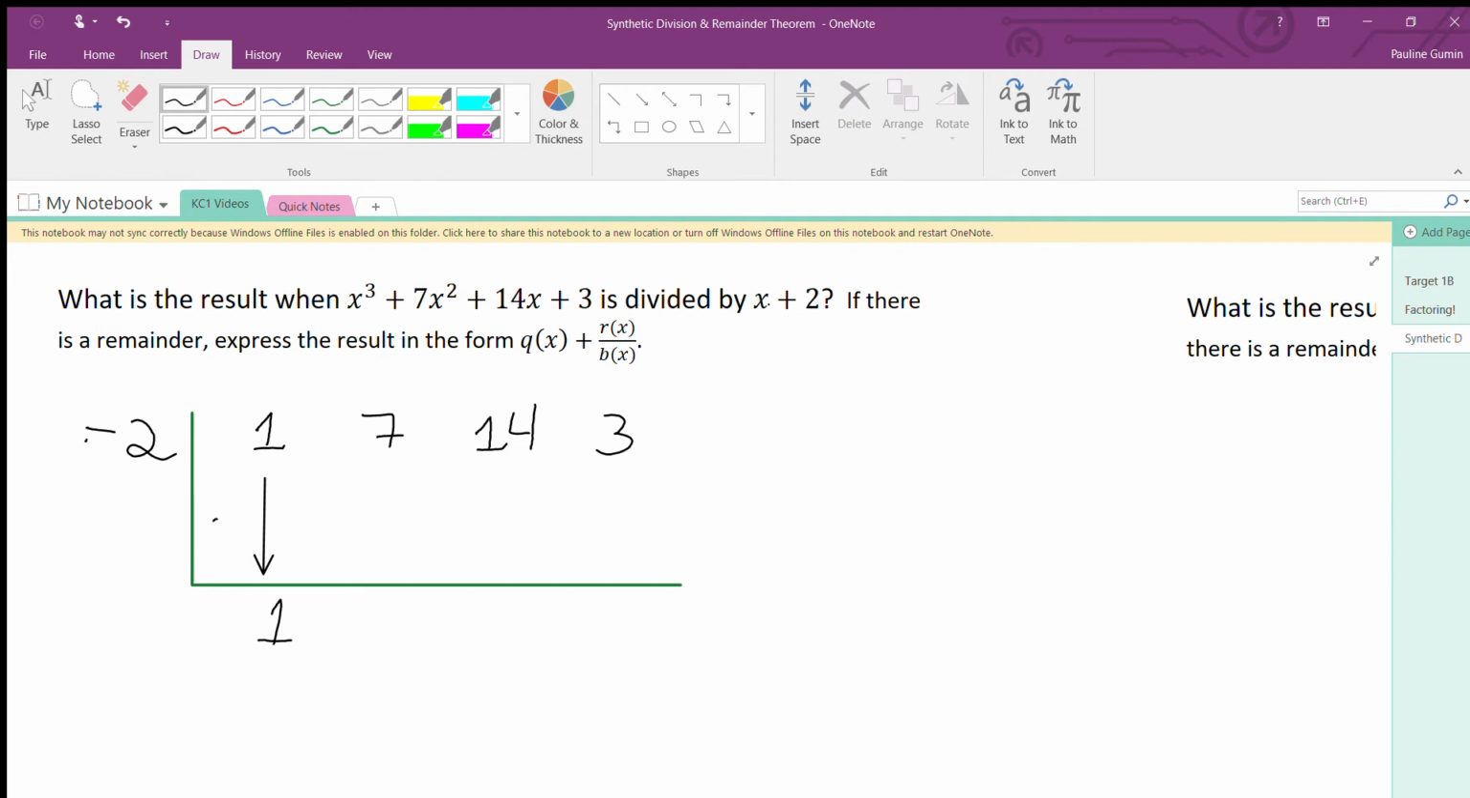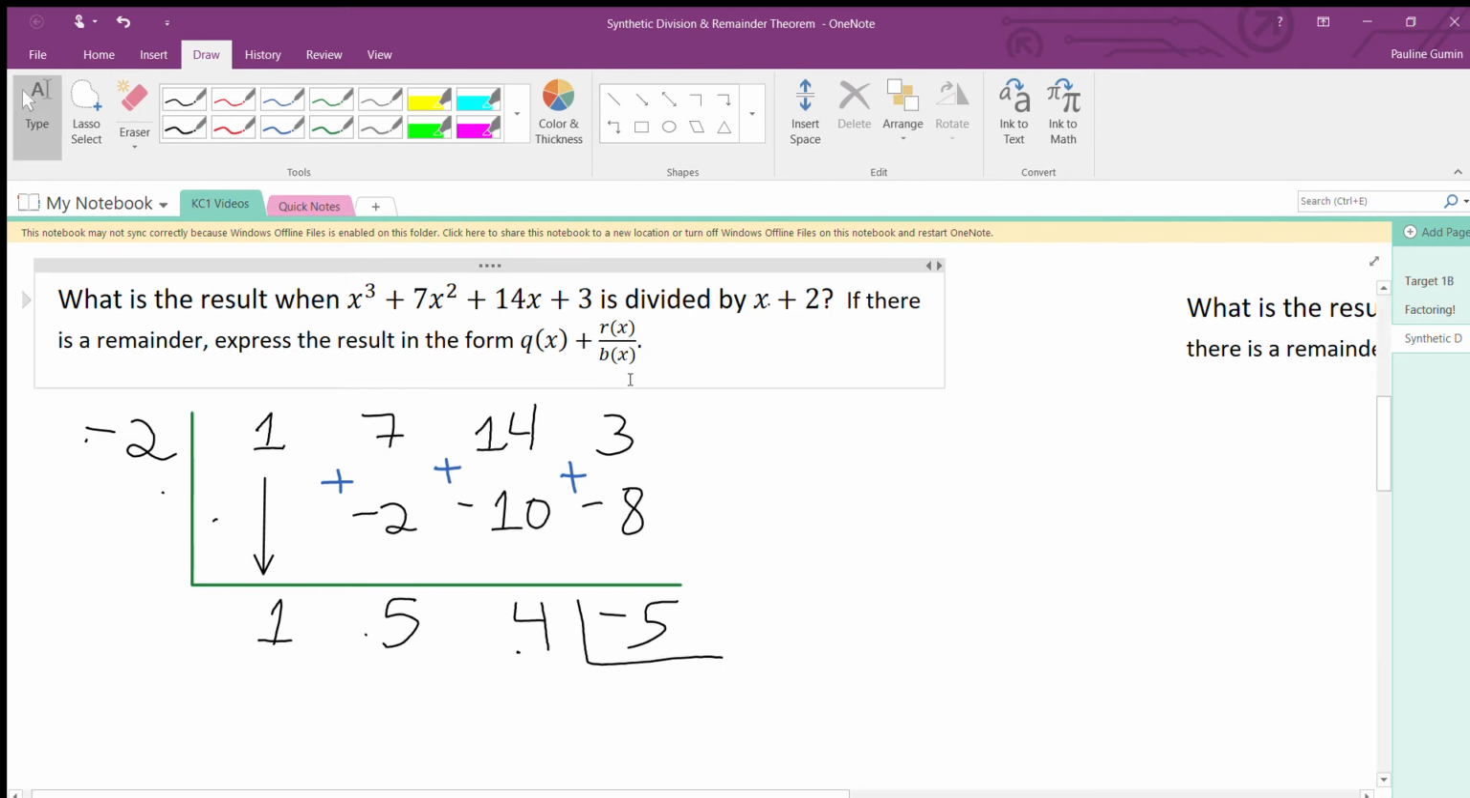And now let's begin multiplying and adding. Multiply, add, multiply, add, multiply, and add. Okay, so this time we have a negative 5. That's our remainder. Let's write our answer down.